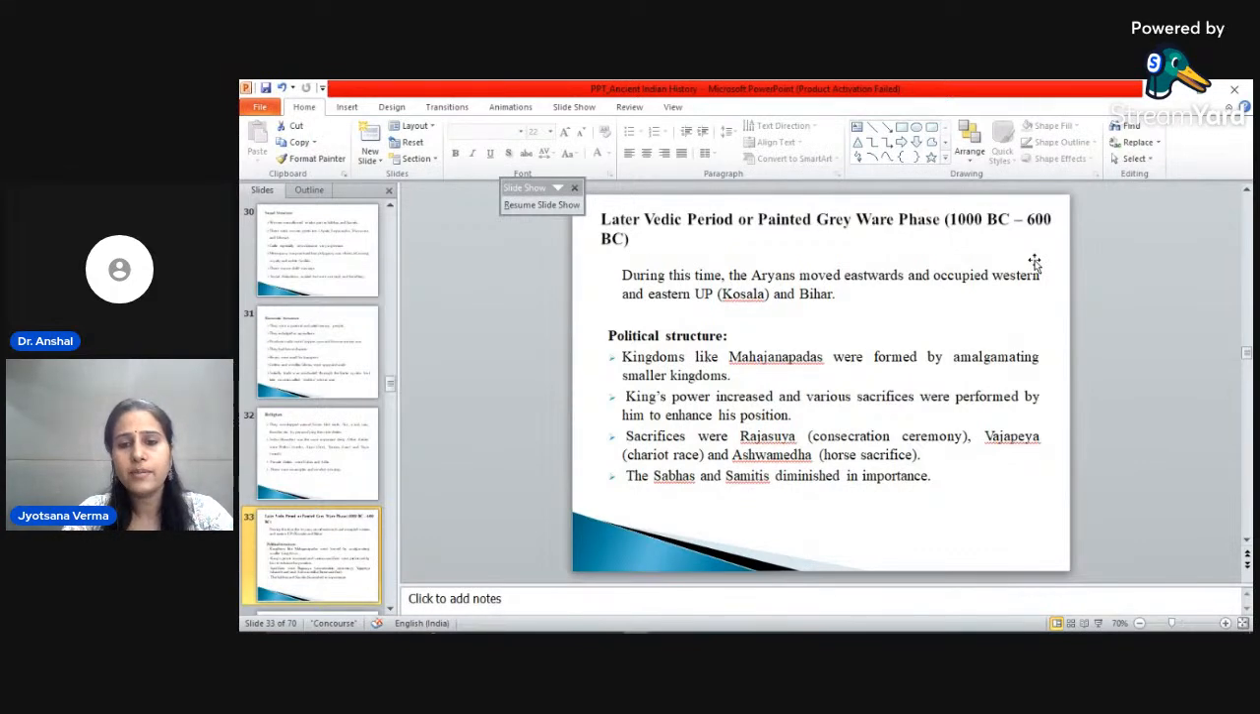And the Sabha and Samiti declined in this time.